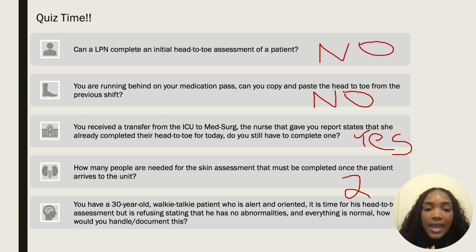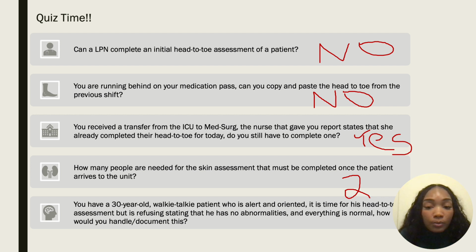2. You have a 30-year-old walkie-talkie patient who is alert and oriented. It is time for his head-to-toe assessment, but the patient is refusing, stating that he has no abnormalities and everything is normal. How would you handle or document this? There's a couple things we have to do here. 1, stress the importance of head-to-toe to the patient. 2, of course, the patient has the right to refuse. You want to make sure that this is documented.